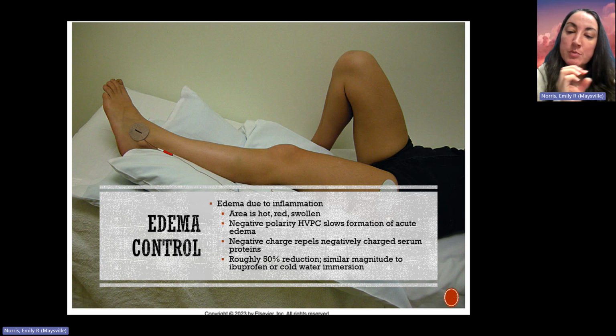The negative charge repels the negatively charged serum proteins, and typically you could decrease the edema in the area up to 50%, which is a similar magnitude to if you submerged that area into cold water, or if the patient used ibuprofen as a means of edema control. And anytime you use this, you do need to use some type of compression afterwards to keep the swelling from returning.